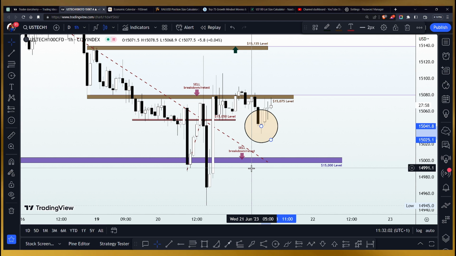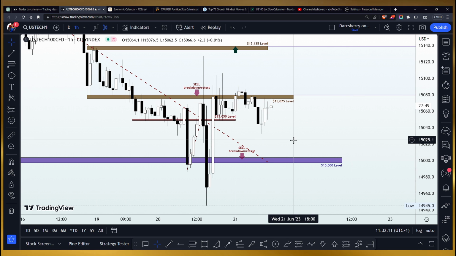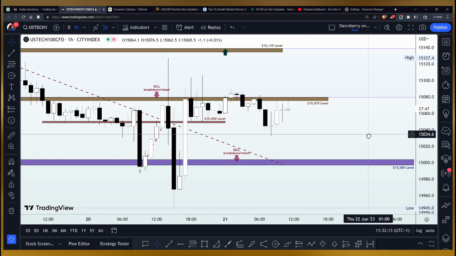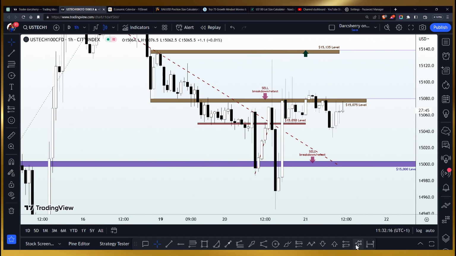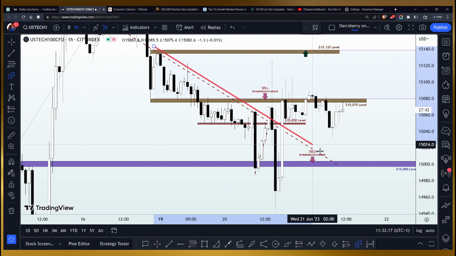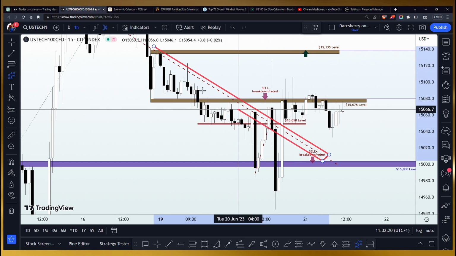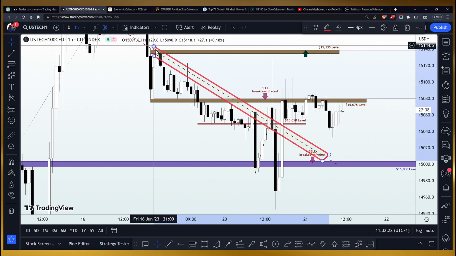So let's talk about the expectations or the potentials that the buyers have in this market before we go into the seller's expectation. So for me to buy the USTech 100 today, and considering that price action has just broken out of that bearish trend line, it's reasonable to look out for buying opportunities above the structure.